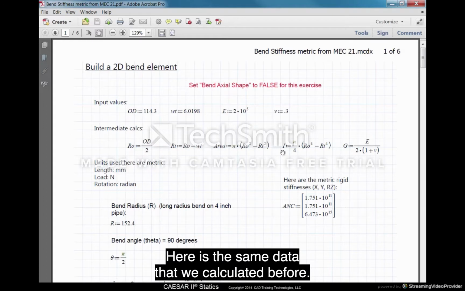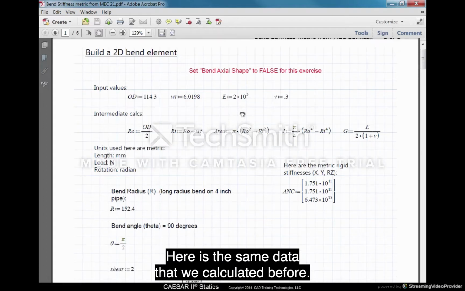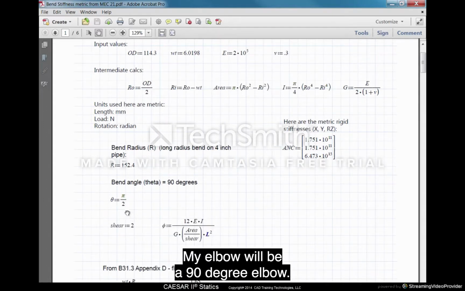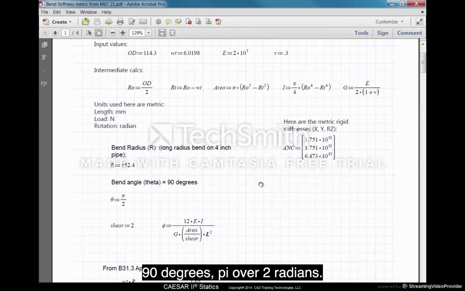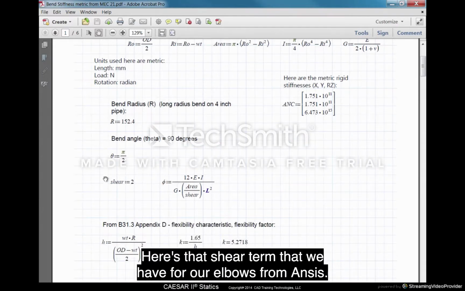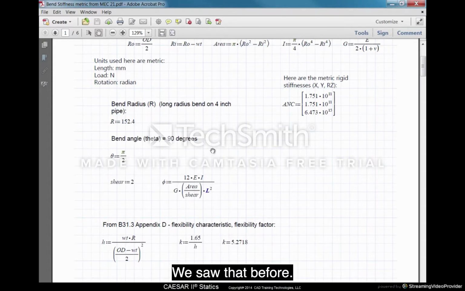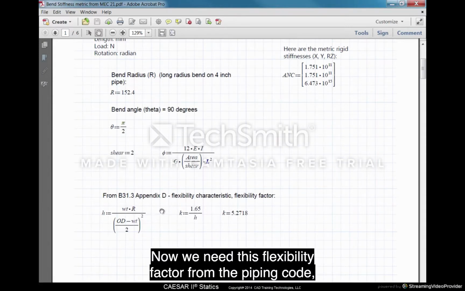Here's the same data that we calculated before. My elbow will be a 90-degree elbow, so my angle theta will be pi over 2 radians. Here's that shear term that we have for our elbows from ANSYS, and there's our phi term. We saw that before. Now, we need this flexibility factor from the piping code.